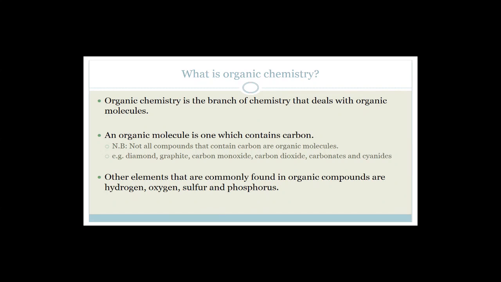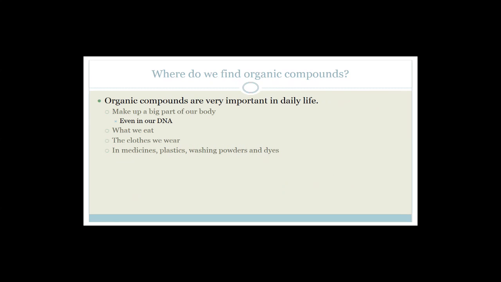So every organic molecule on Earth contains carbon. But you get a lot of things like your carbon monoxide, your carbon dioxide, your cyanides, your carbonates, your carbonic acid, which is the acid you find in your Coca-Cola. They are non-organic. Okay, so that's important. There are other elements that are also associated with organic compounds, and those are your hydrogens, oxygens, your sulfur, your phosphorus, your nitrogen.